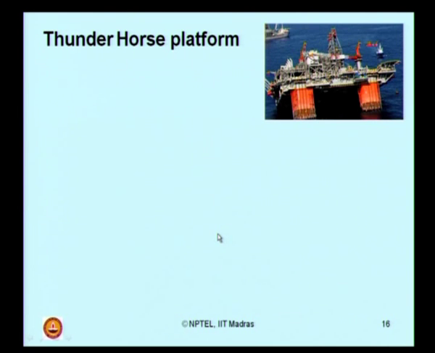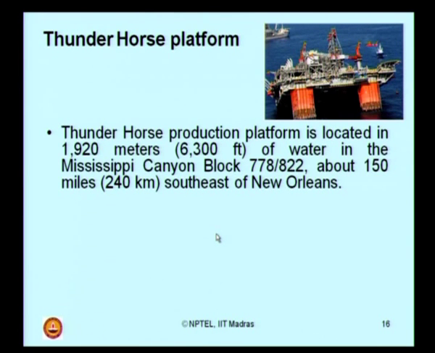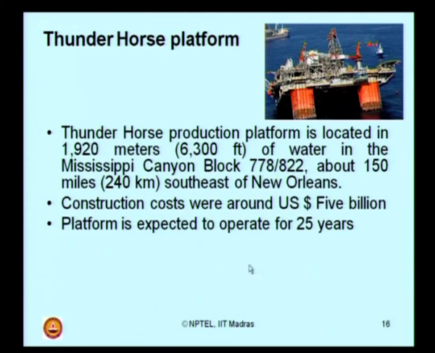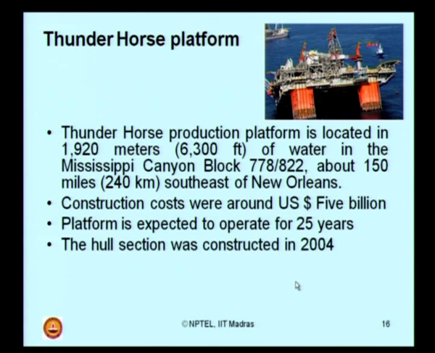Let us look at another platform, the Thunder Horse platform. The Thunder Horse production platform is located in about 1920 meters of water in the Mississippi Canyon block, about 150 miles southeast of New Orleans. The construction costs were approximately $5 billion US. The platform is expected to operate for about 25 years. The platform hull section was constructed in the year 2004.